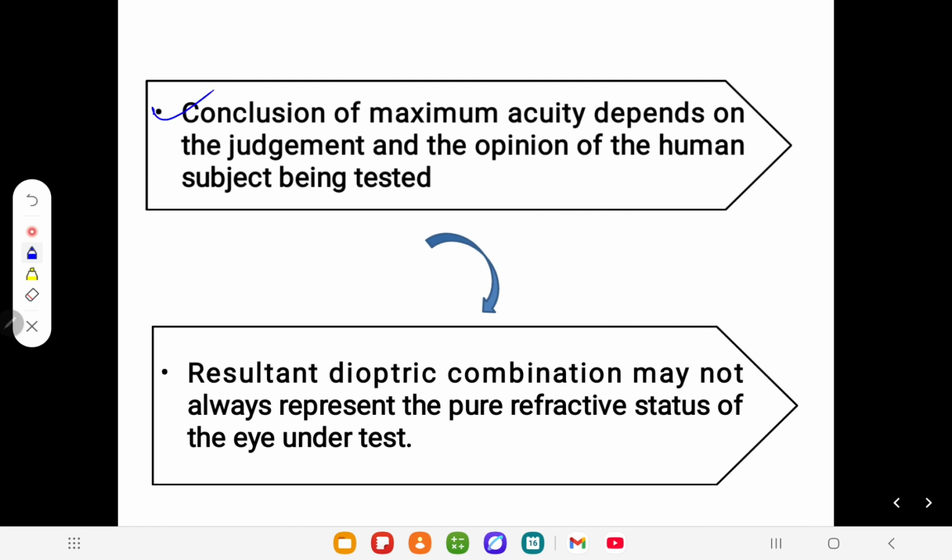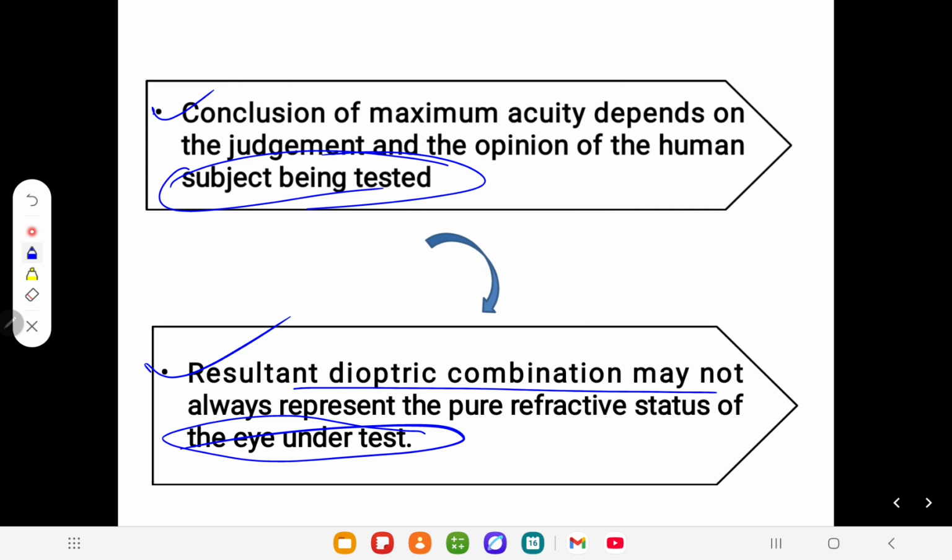The conclusion of maximum visual acuity depends on the judgment and opinion of the human subject being tested, isn't it? That is, maximum visual acuity is judged by the human, that's the patient. The resulting dioptric combination may not always represent the pure refractive state of the eye under test. That may happen, isn't it? The resulting dioptric combination may not always represent the pure refractive status of the eye under test.